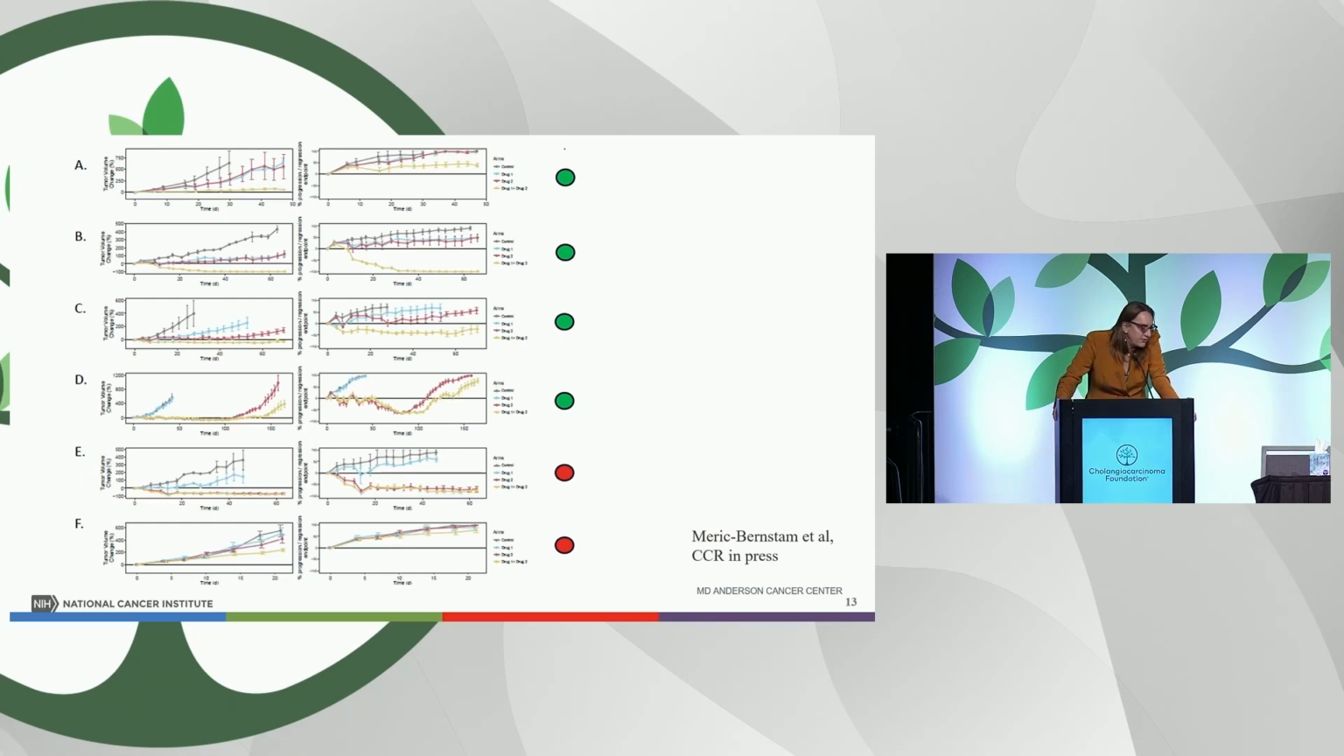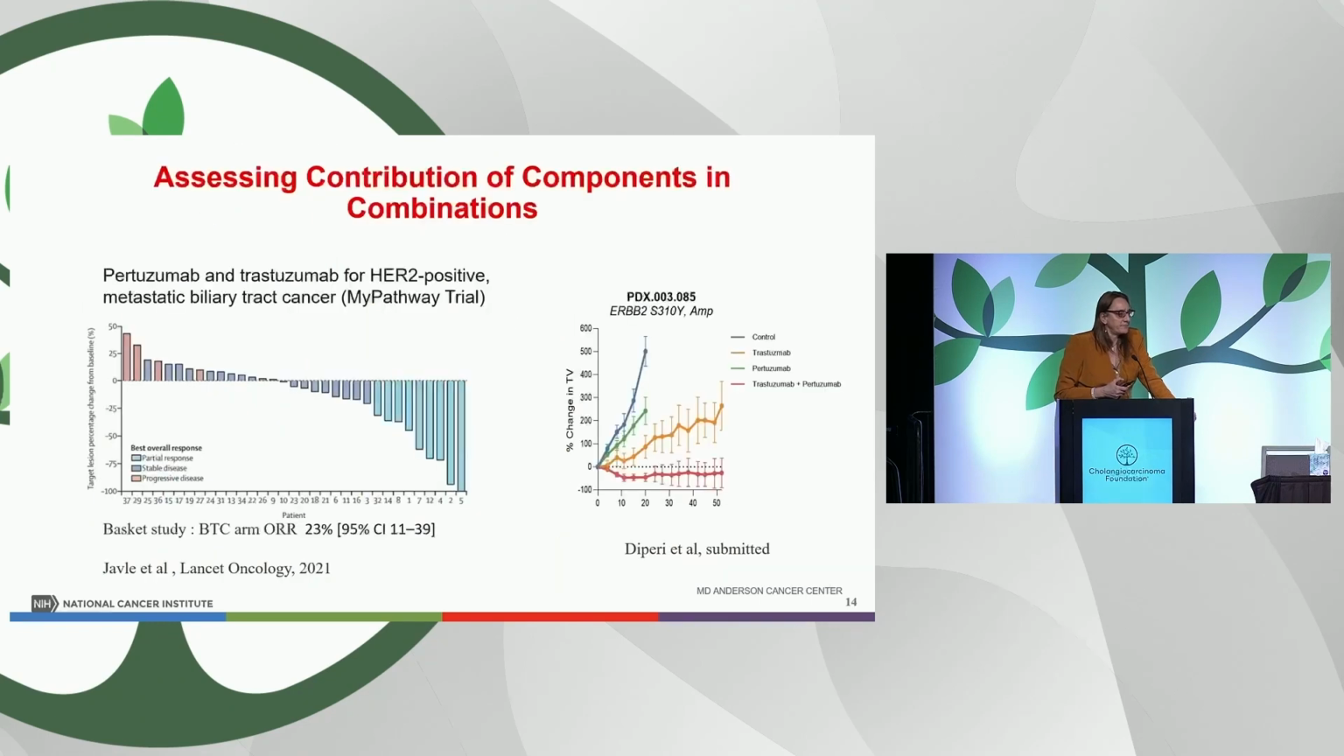In contrast, if you look at the models that we see in B, for example, you can see that both drugs have some efficacy, but in combination, there's a dramatic regression. And that's really the kind of thing that we're looking for. We want to be able to show that we're getting durable responses with combinations.